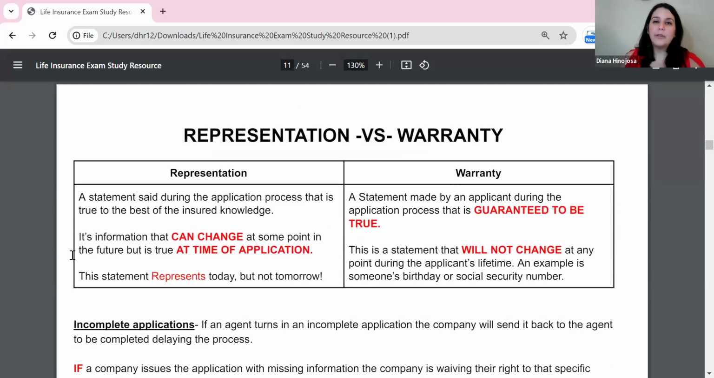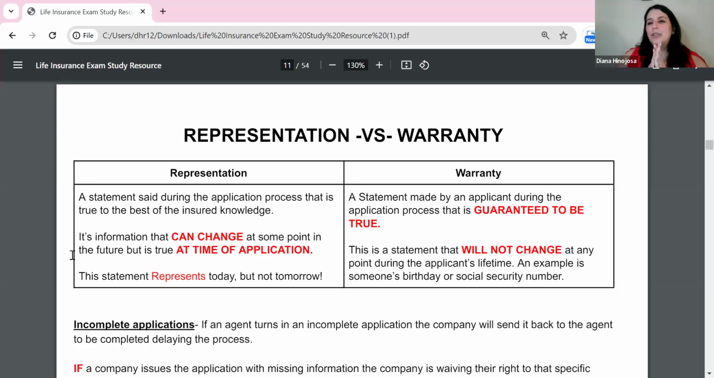All right, now let's talk about the representations and the warranties. These are statements your customer is going to tell you when you're sitting down with them and you are getting their information from them. So when you sit down with them during your application, you're going to be asking them different things. What is your birthday? What is your name? What is your health like? If it can change, if it is a representation, okay, if it can change, it is a representation.